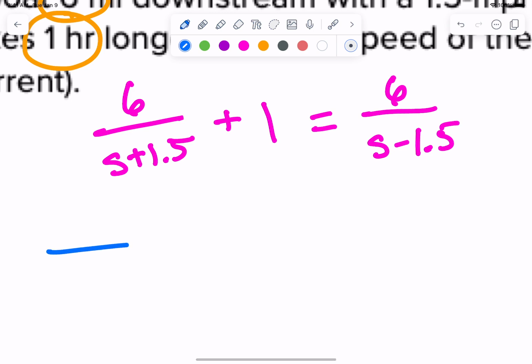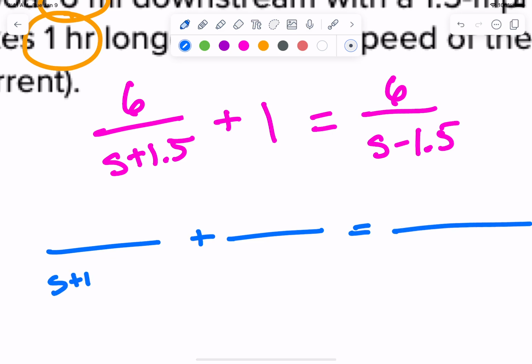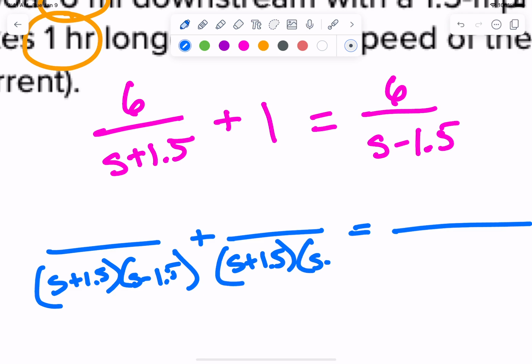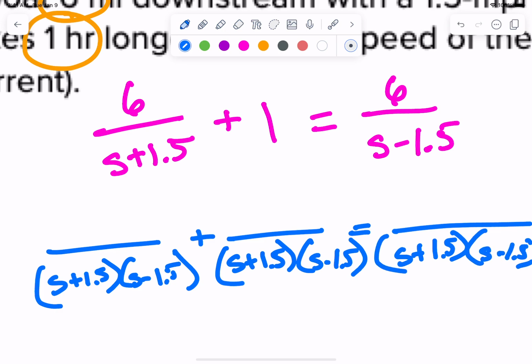What's your denominator going to be? S plus 1.5, S minus 1.5. I'm just going with S plus 1.5 and S minus 1.5. Guess what? They're going to go away.